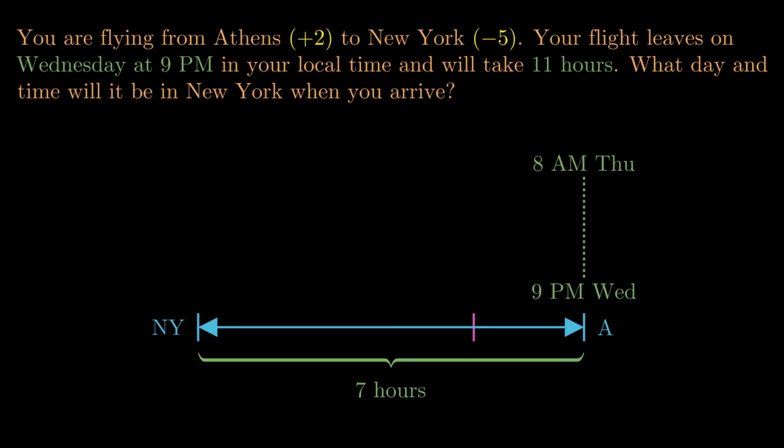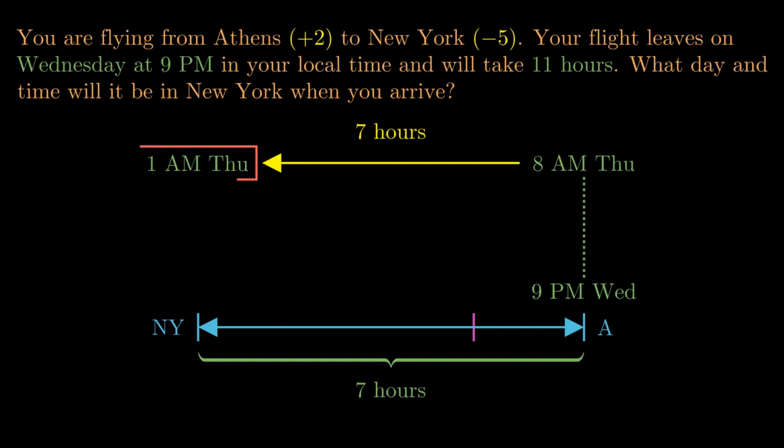But we need to now switch to New York time. How do we do that? Well, because New York is to the left on our timeline, we know we're going to have to rewind our watch back by 7 hours, that time difference between the two places. So if it's showing 8 a.m., rewinding it back 7 hours sends us to 1 a.m. Thursday. Okay, and that must be our final answer.